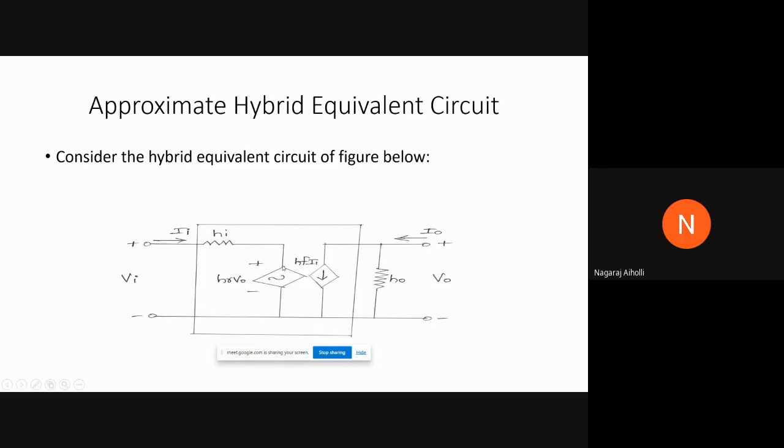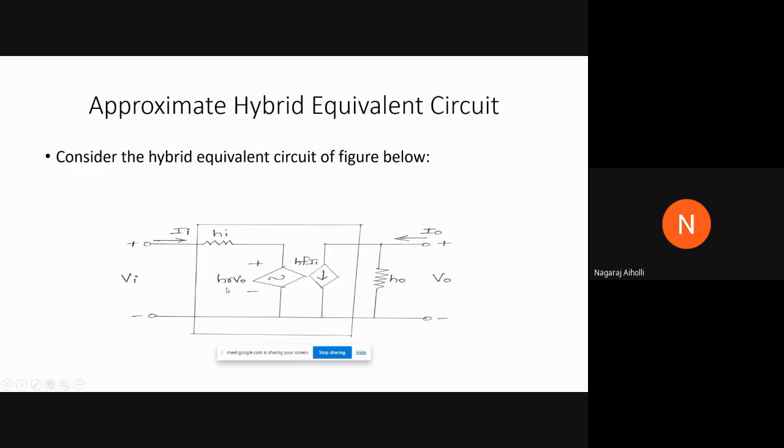This is the total hybrid equivalent circuit. This gets converted into the approximate hybrid equivalent circuit. When the values of HR and H0 are not included in the model, the performance parameters Zi, Z0, AV and AI are only slightly affected. Hence, these values are considered as approximately equal to 0. HRB and HRE are approximately considered equal to 0.